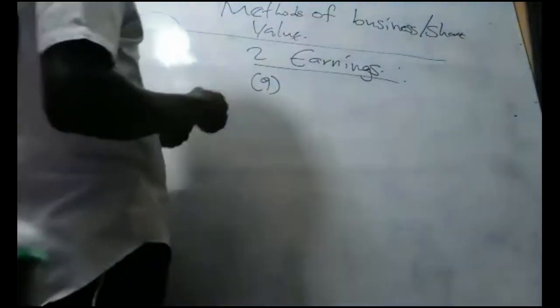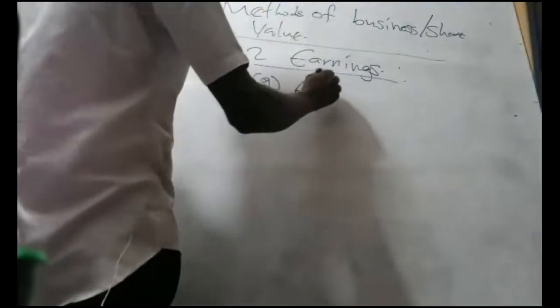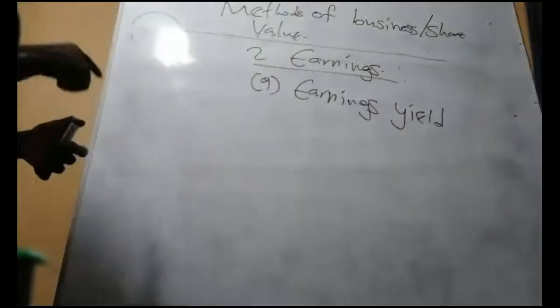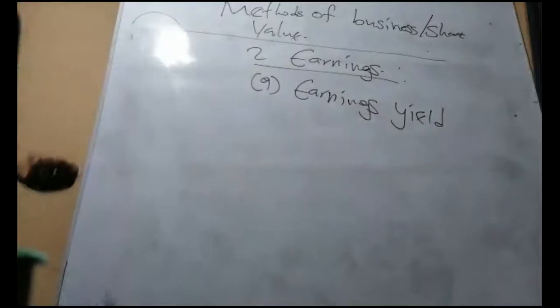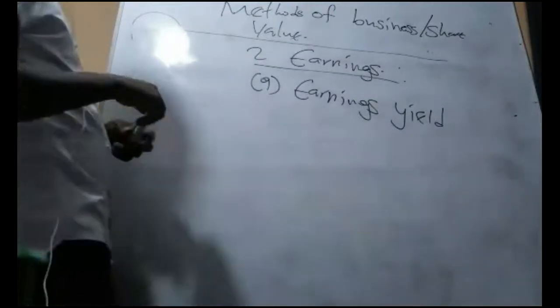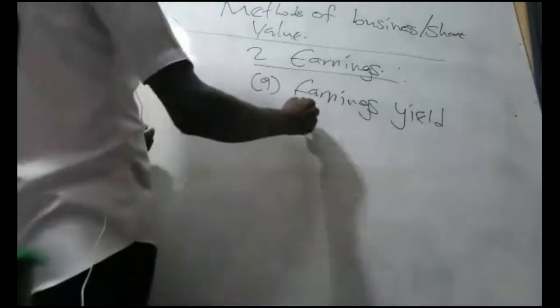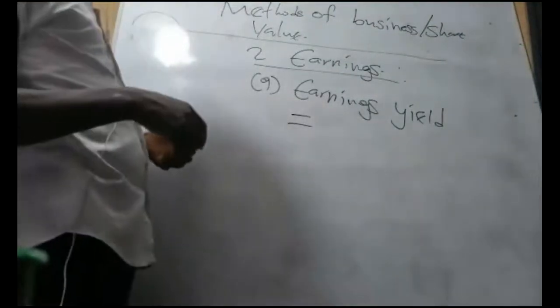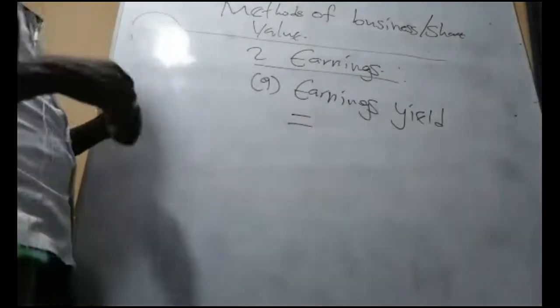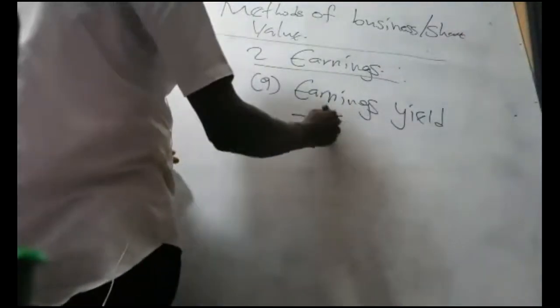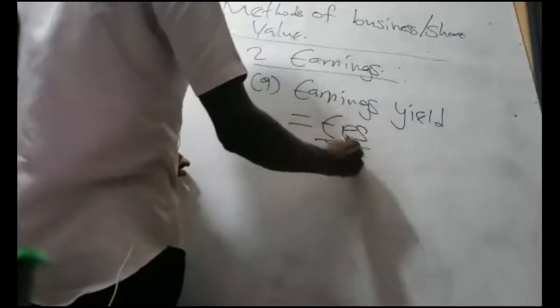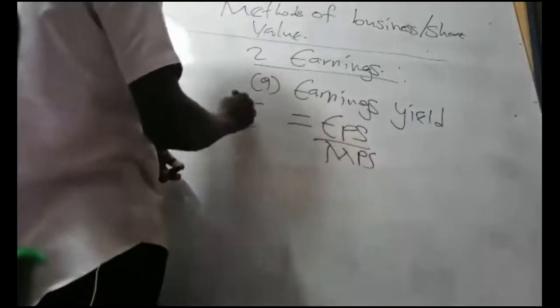Good. The earnings yield method. Earnings yield. We said that in ratios calculation. Earnings is in a ratio. So whatever you are doing, you've done it before. That's good news. Earnings yield. Any yield is that item over the market price per share. So earnings yield will be earnings per share over the market price per share.